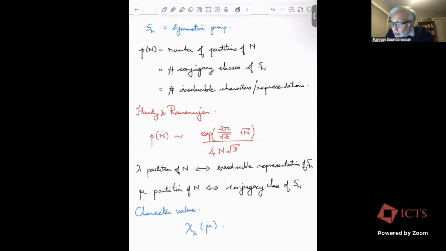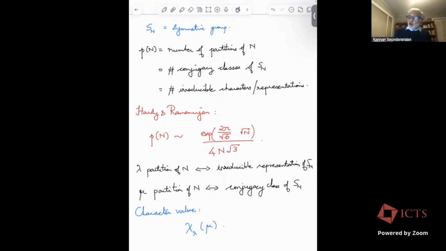Now, many things are known about the partitions. The genesis of the circle method is this famous result of Hardy and Ramanujan, and I'll try to explain this result, that there's an asymptotic for the number of partitions, which grows like exponential of some constant times square root of n. The constant is quite pretty, 2 pi over square root of 6, and then there's a 4n root 3 in the denominator.